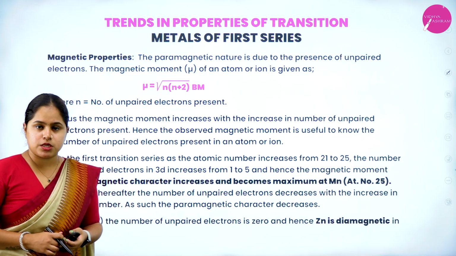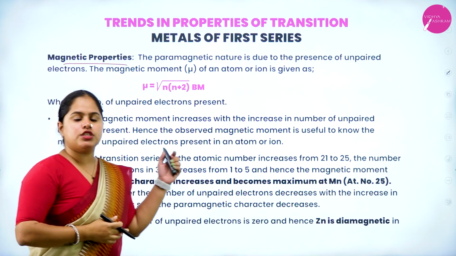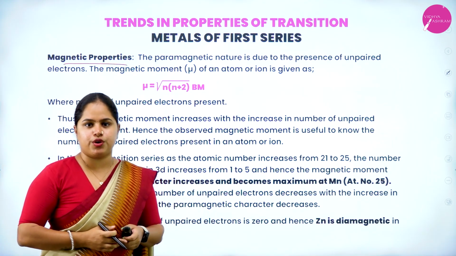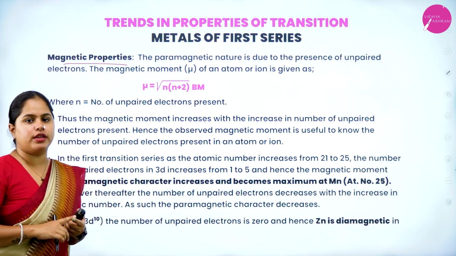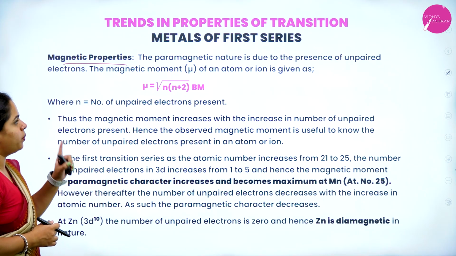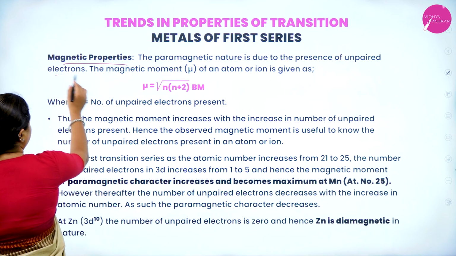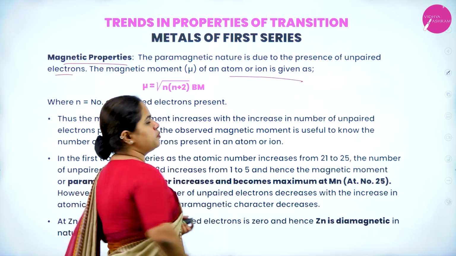Now moving on to the next property, that is magnetic property. This is also an important part from which you can expect questions. So we have completed oxidation state. Moving on to the next one, that is magnetic property. The paramagnetic nature is due to the presence of unpaired electrons. The magnetic moment of an atom or ion can be calculated using this particular equation.